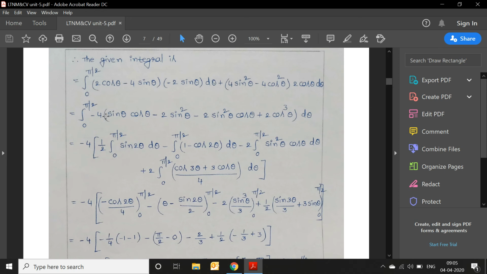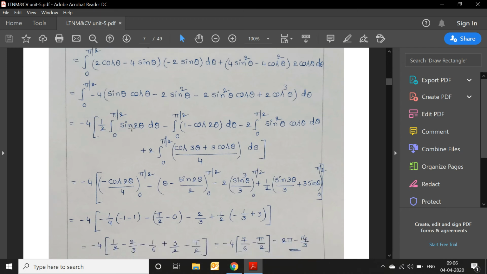Here multiply and divide with 2, we can write 1 by 2 into 2 sin theta cos theta is sin 2 theta d theta, and sin square theta is equal to, we know the formula, 1 minus cos 2 theta by 2, 2 gets cancelled. Next one, 2 sin square theta cos theta d theta, and the last one is cos cube theta. We know the formula for cos 3A. By using that formula we can write cos 3 theta plus 3 cos theta by 4 into d theta.